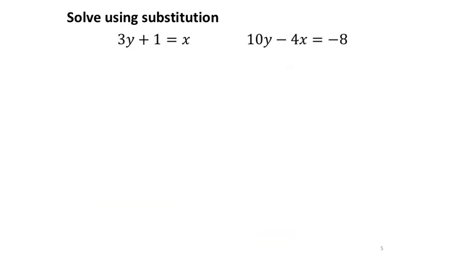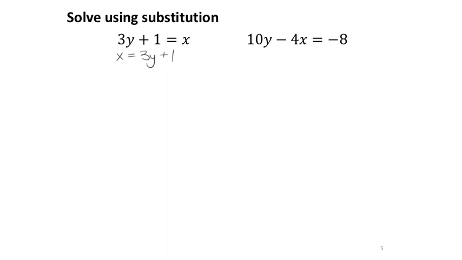Three y plus 1 equals x, and also 10y minus 4x equals negative 8. So again, sometimes there's confusion about this one because it equals x. So if it helps you, just rewrite it and put the x over here. Okay, so x would equal 3y plus 1, and that's okay too. It means exactly the same thing. So it doesn't matter which one you say it is, it's the same thing. I'll just use the original on this one.